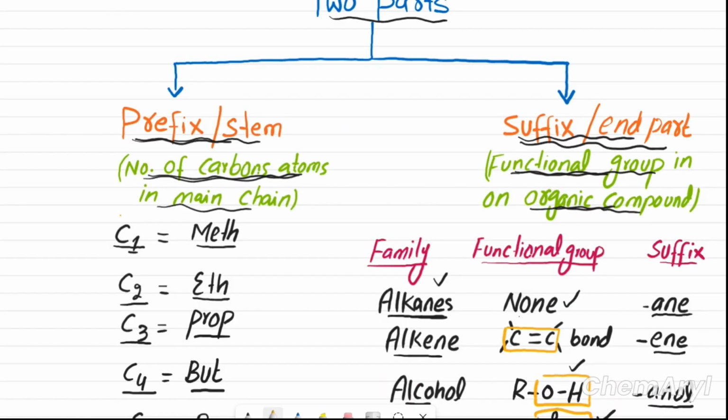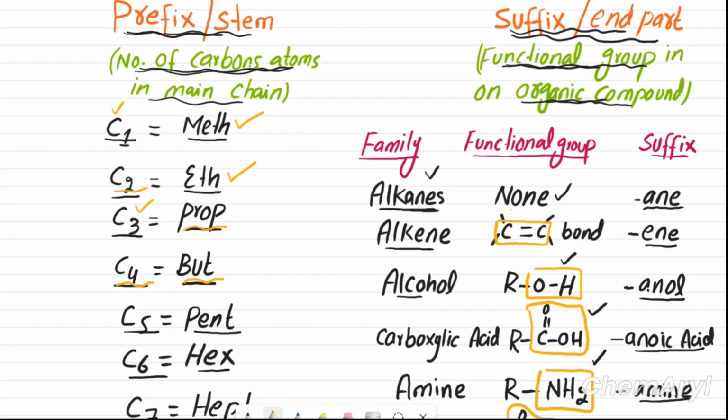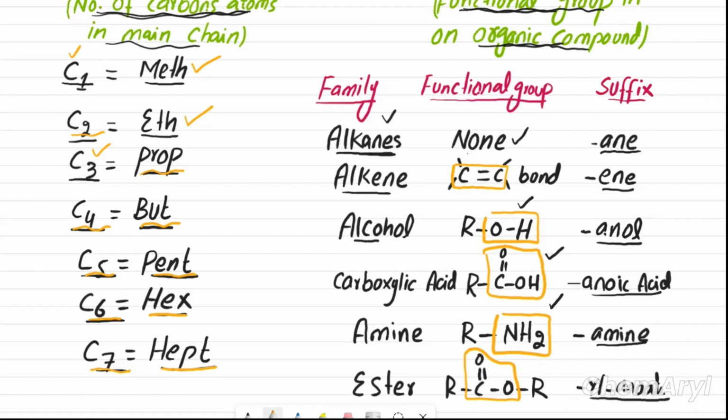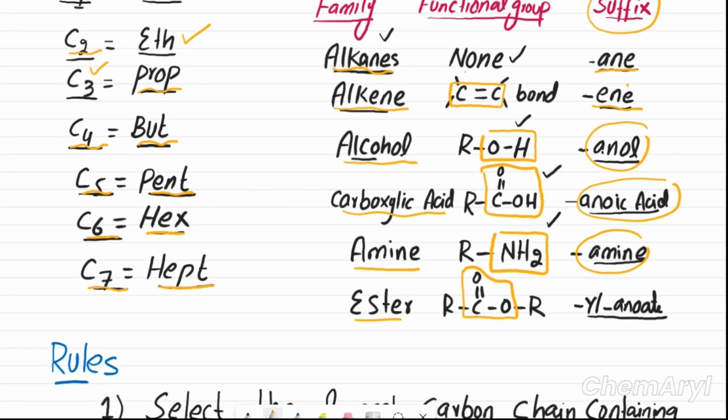Dear student, the second part of the name is the suffix. If the organic compound belongs to the alkane family, then we use the suffix ane. If it belongs to the alkene family, we use the suffix ene. If it belongs to alcohol, we use the suffix ol. If it belongs to the carboxylic acid family, we use the suffix oic acid. If it belongs to the amine family, we use the suffix amine. In the case of the ester family, we use the suffix -ate.